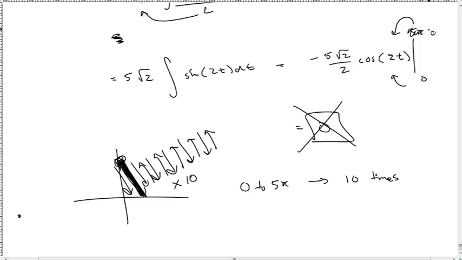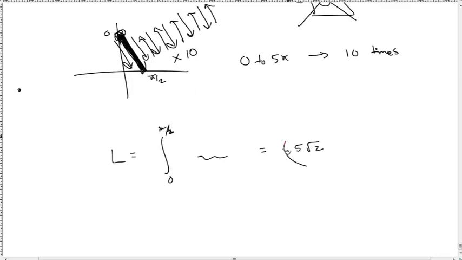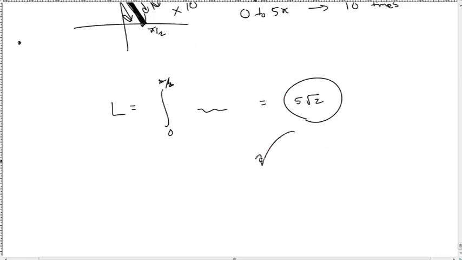So instead, let's make this pi over 2, because that's going to reach down here. This is 0. This is pi over 2. If I do just this, and then say times 10, it should work out. So what I actually got was the length of just the one. My integral from 0 to pi over 2 of everything we just had is equal to 5 square root of 2. That's nice, but I need 10 of those, so times 10, and you get 50 square root 2. And that's your final answer.